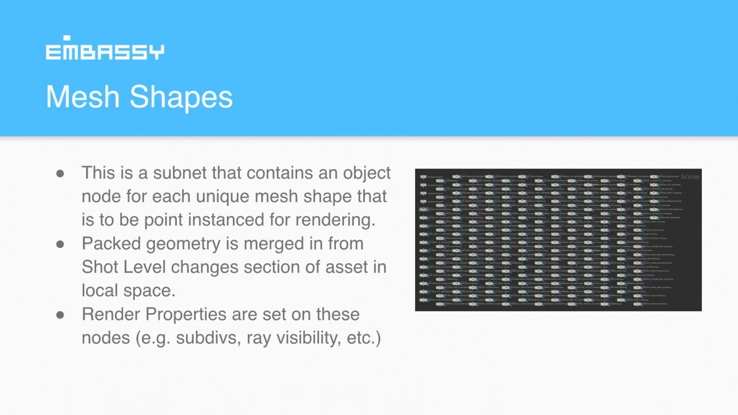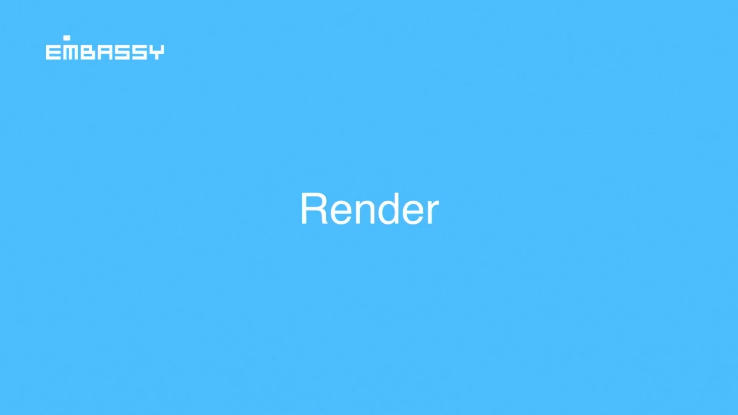The third area is the mesh shapes. This is just a subnet that contains a whole bunch of all the pieces of geo that are related to that asset. These are what gets instanced onto that transform point cloud. This is also where all of our render properties are set on those pieces of geometry. So you can set the subdivs, the ray visibility, all that. And that's all in local space.